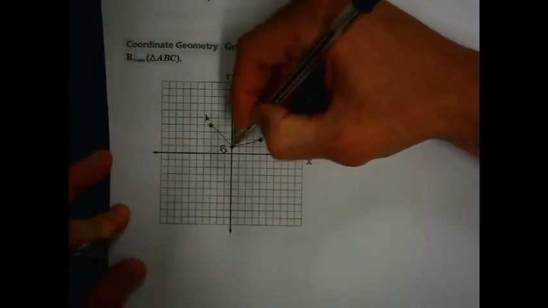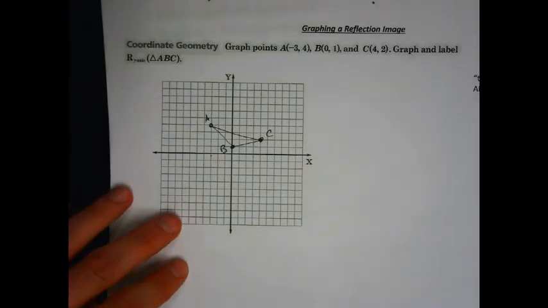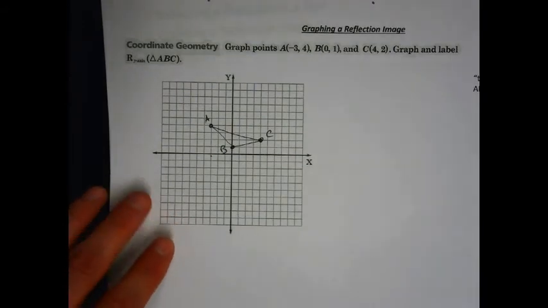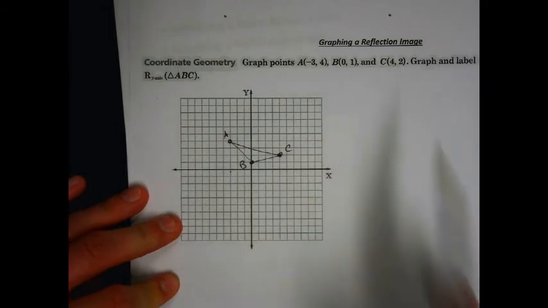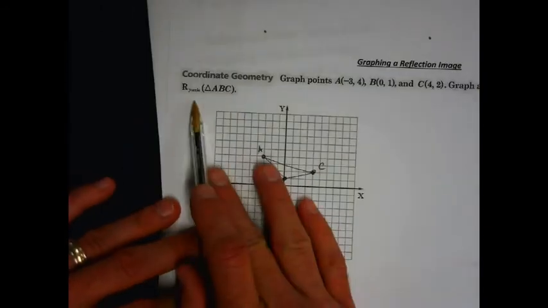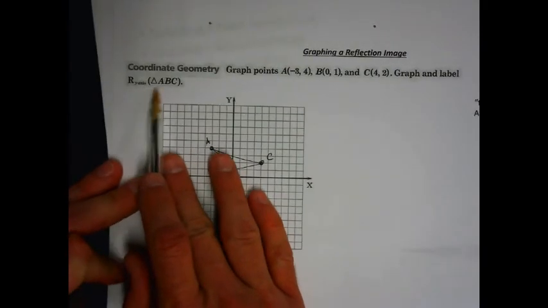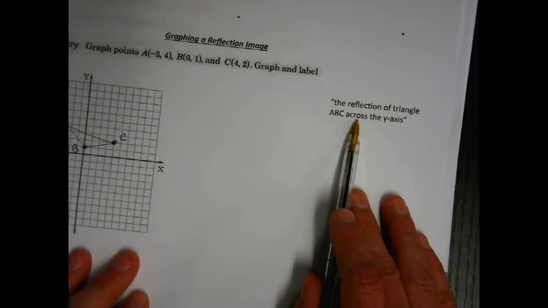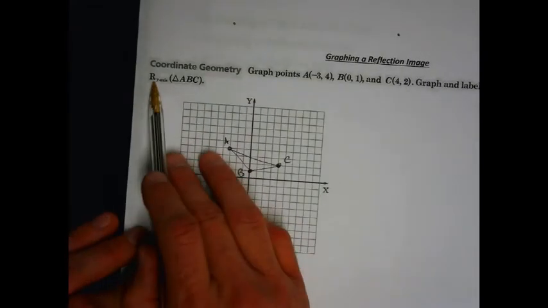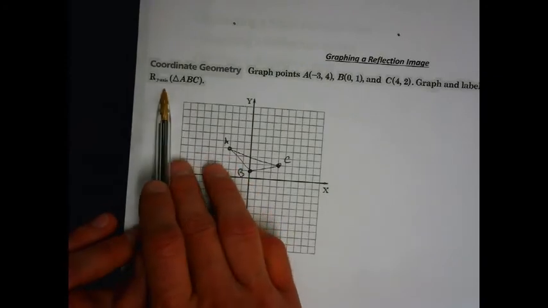If you want to, you can draw your triangle. You can use a straight edge too if you want to. I don't think it's that important right now. So I'm just drawing the triangle there. So now all we've done is read the problem. We've graphed it. Now it's saying graph and label. What in the world is that? Remember how that is read. The reflection of triangle ABC across the y-axis.